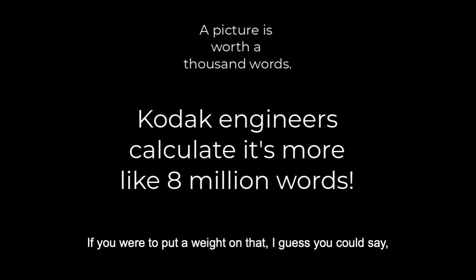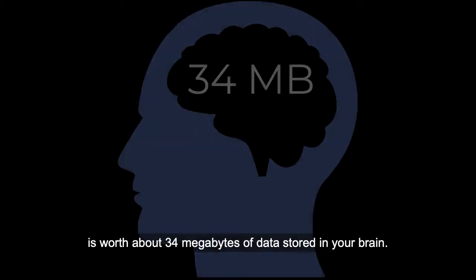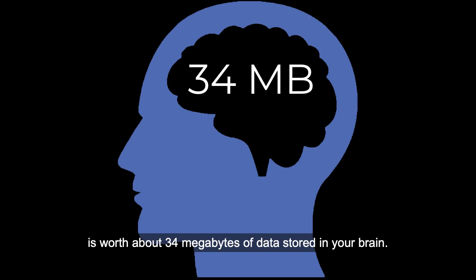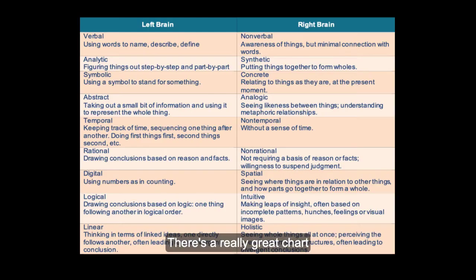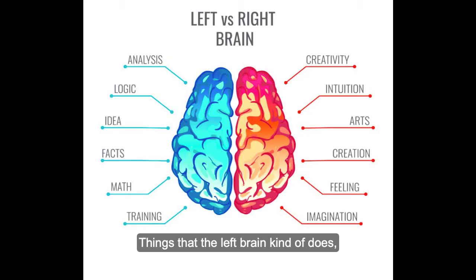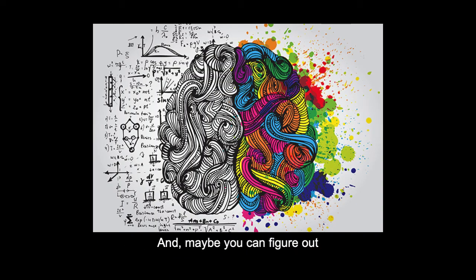If you were to put a weight on that, I guess you could say it would mean that basically one of those pictures is worth about 34 megabytes of data stored in your brain. Kind of an interesting little fact. But back to our thinking visually. So I would really encourage you to check out the notes on thinking visually that I have posted. There's a really great chart on left brain versus right brain. Things that the left brain kind of does and things that the right brain kind of does. And it's really interesting, and maybe you can kind of figure out which side of the brain you utilize more.